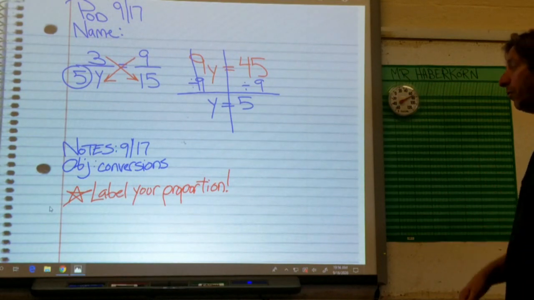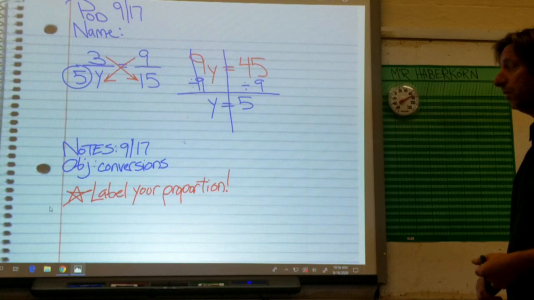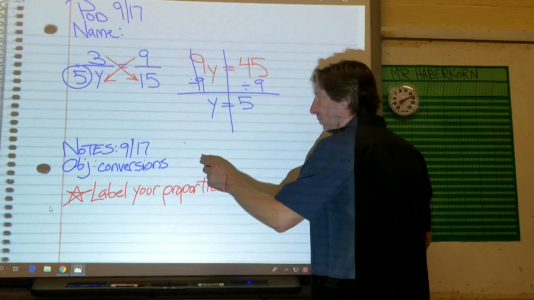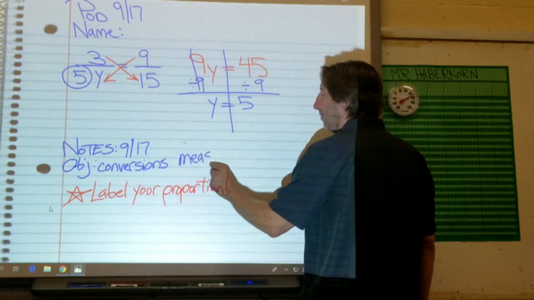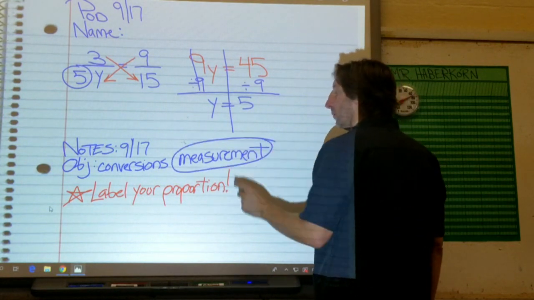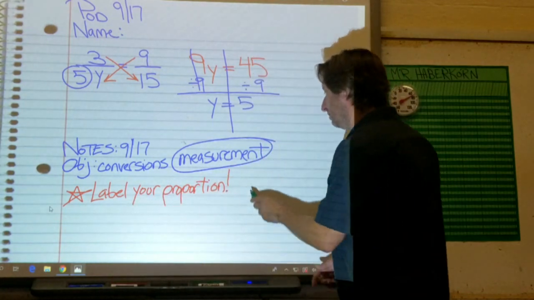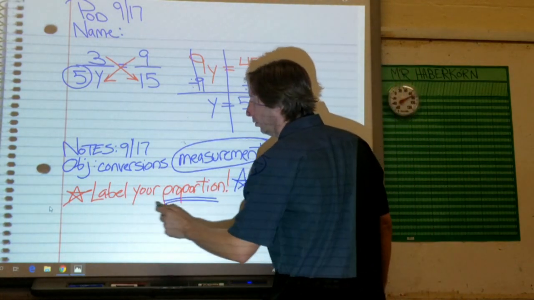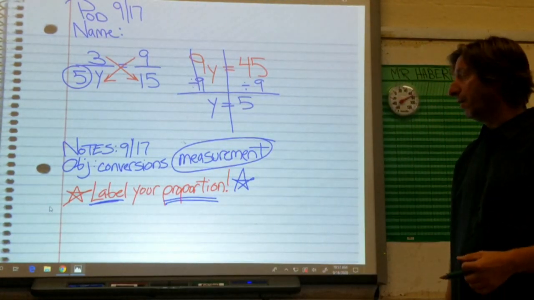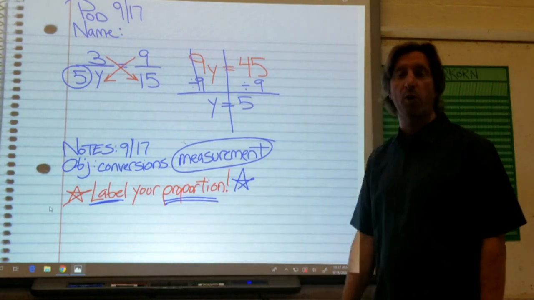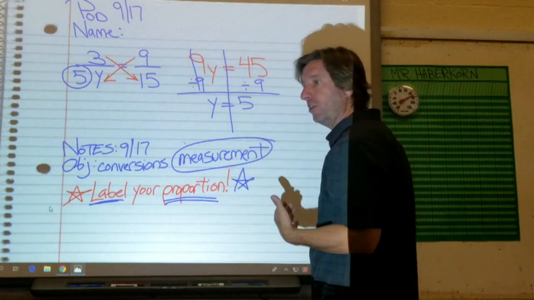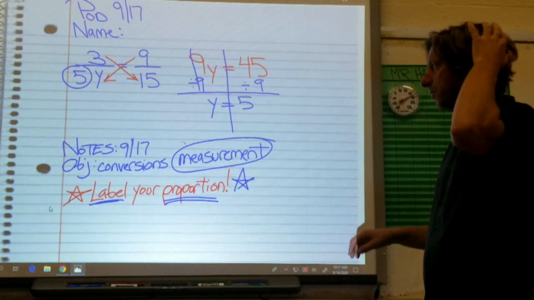So today we're going to talk about conversions. And when we're talking about conversions, I'm talking about in measurement. You'll see what I mean in a minute. And I want you to write a big star by this because it's super important. You need to label your proportions with any word problem, any percent problem, any conversion problem. And I'll show you what I mean by labeling your proportion, all right? It's not that hard. Okay. So let's look at, we're just going to look and start doing these, and you're going to say, oh, this makes sense, okay?